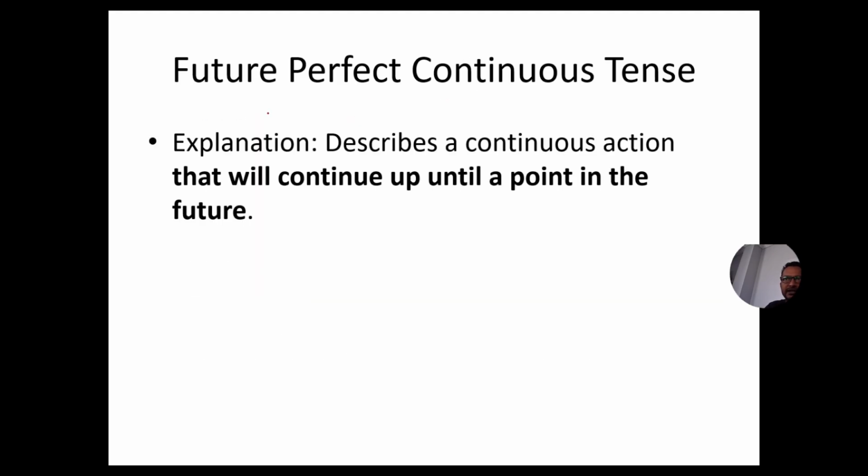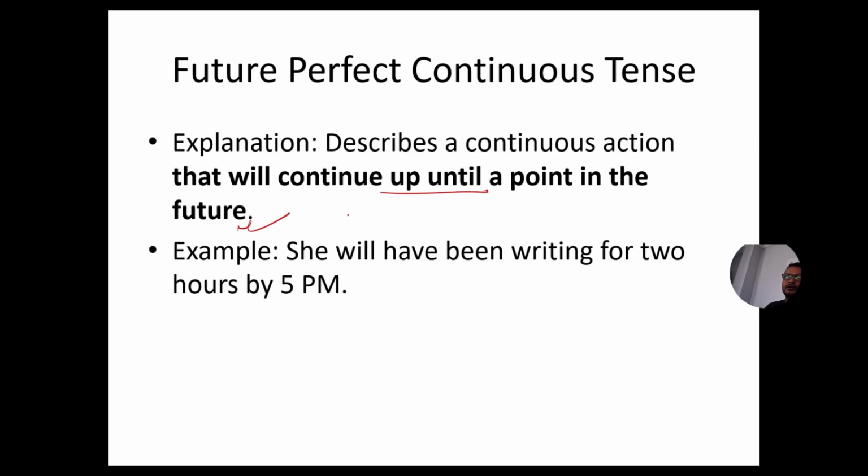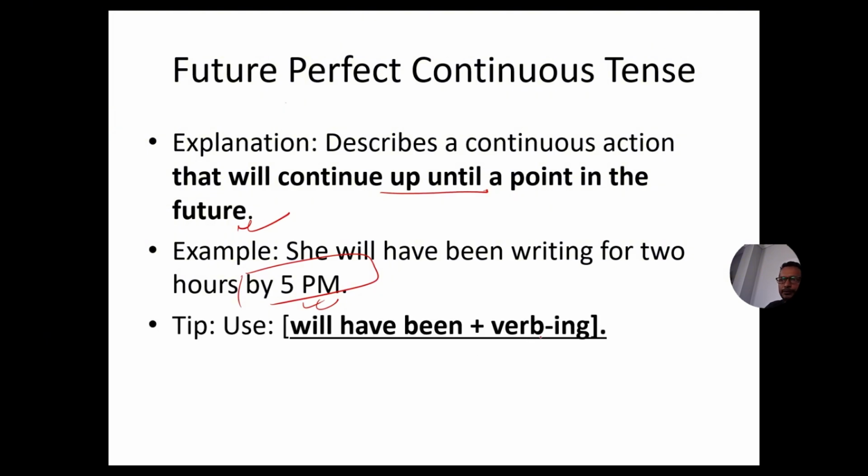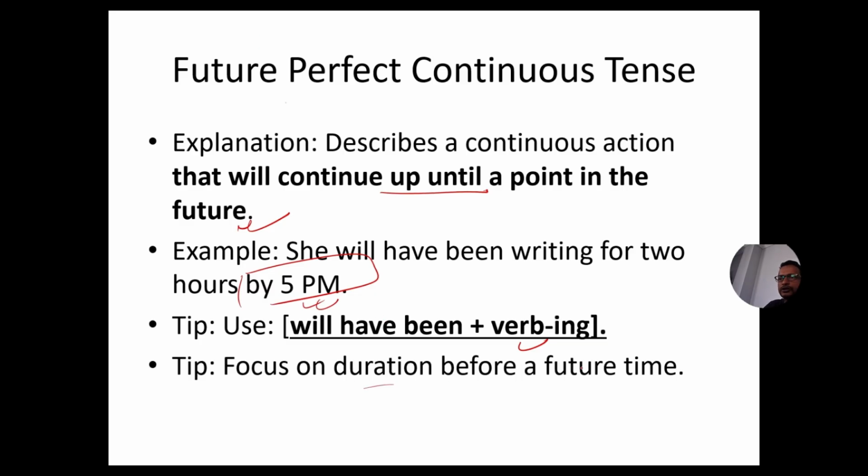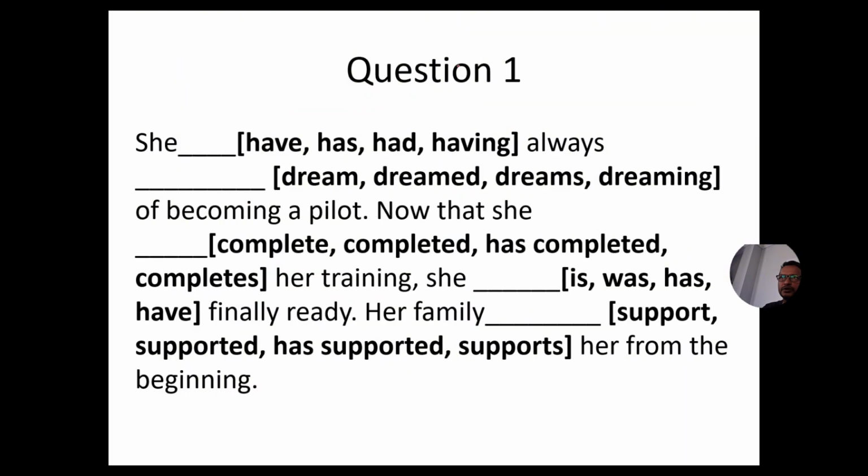Future perfect continuous tense describes a continuous action that will continue up until a point in the future. For example, she will have been writing for 2 hours by 5 p.m. So there should be a specific point of time given for the future perfect continuous tense: will have been plus verb ing. Again, continuous, ing will be there. Perfect, have been, has been, right? It focuses on the duration before a future time. In the past we are describing this duration, and in the future we will describe only this duration from here to here. So in this context we will use the future perfect continuous tense.